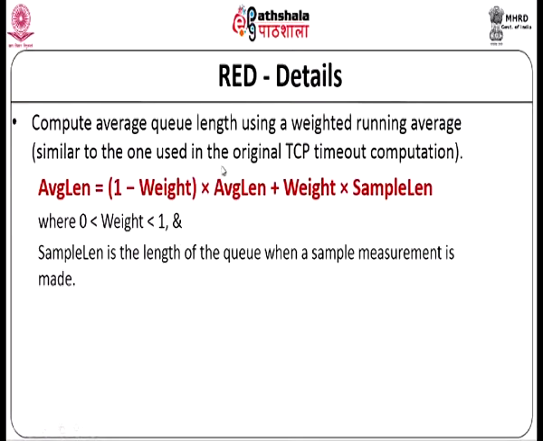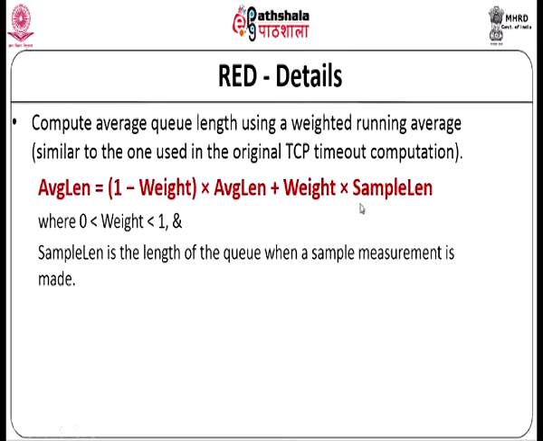So let us look at the details of how exactly this is done. We said that we are using the queue length as an indication. So we first calculate the average queue length. The average queue length is calculated as a weighted running average, similar to what we have seen in TCP's timeout calculation. You take the sample RTT and the existing RTT value and calculate a timeout. A similar weighted averaging mechanism is used here. The only thing is, now we are averaging the length of the queue.